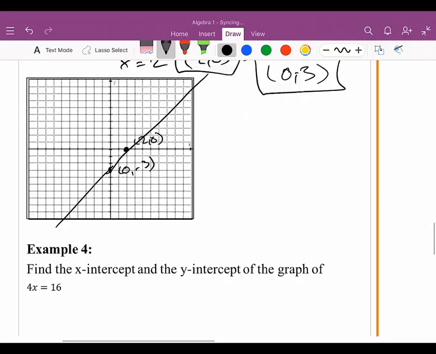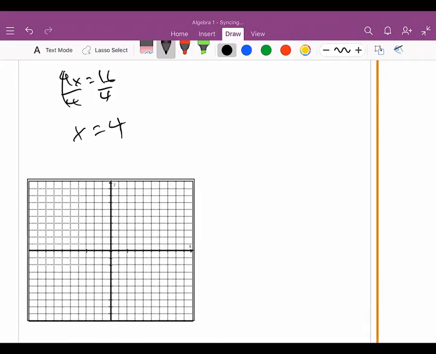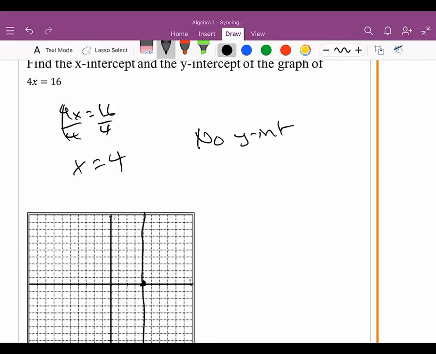Alright, last example, 4x equals 16. I would solve that by dividing by 4. x is just 4. Excuse me. And again, if x is just 4, x is always 4. You have an x-intercept of 4. There is no y, so no y-intercept. You would draw a vertical line. And that is it for x and y-intercepts in standard form. Alright, thank you.